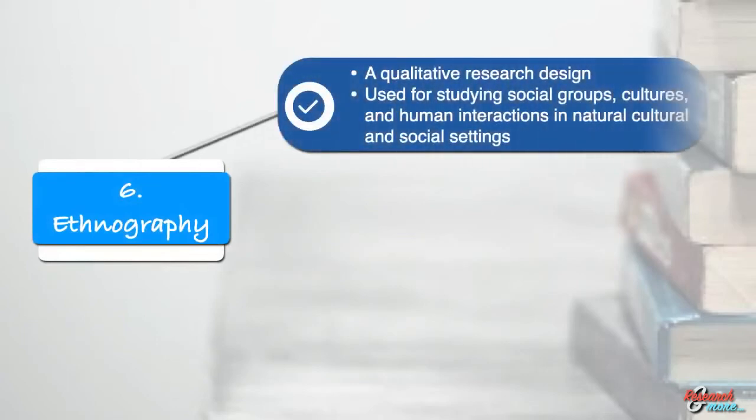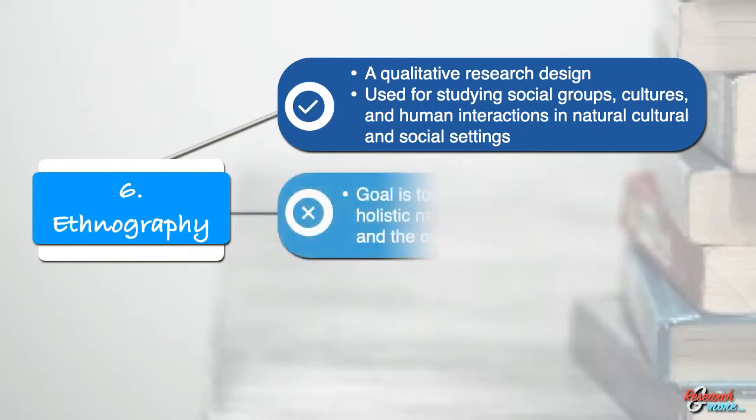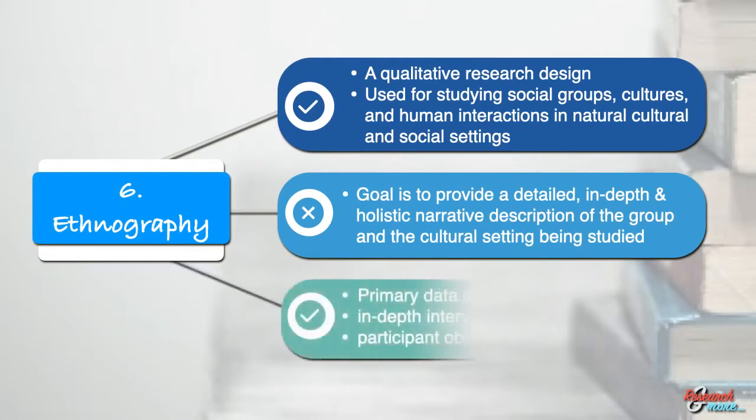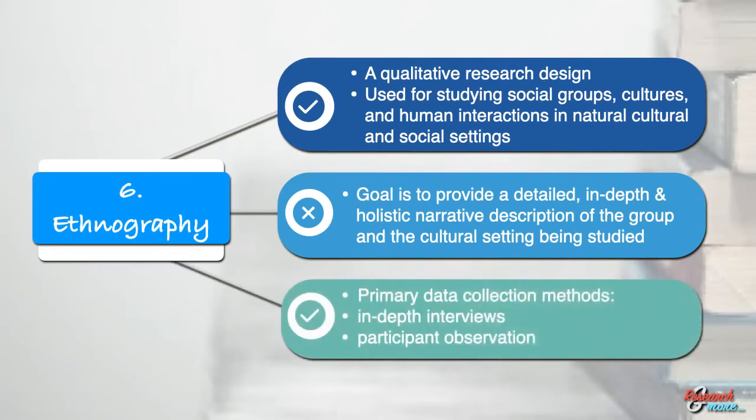Ethnographic research is a qualitative research design that is used for studying social groups, cultures, and human interactions in natural, cultural, and social settings. The goal of the ethnographic study is to provide a detailed, in-depth, and holistic narrative description of the group and the cultural setting being studied. Primary ethnographic data collection methods to comprehensively describe a cultural and social setting are in-depth interviews and participant observation.